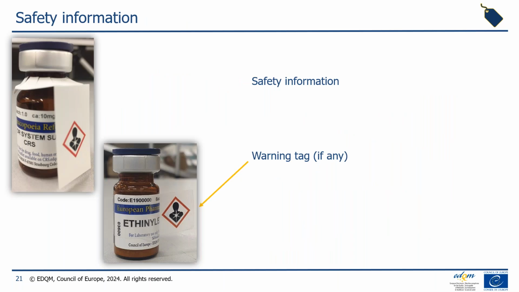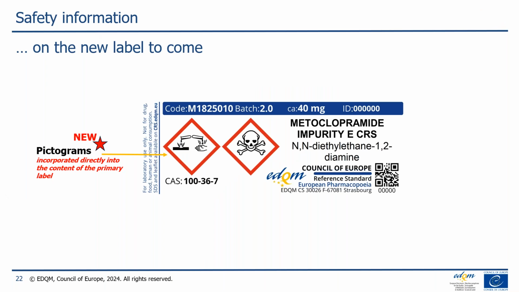The safety information, including the pictograms, is provided both on the primary label as a tag in the current label and on the package, the external package. We are currently transitioning on the primary label to a smaller integrated pictogram, which is directly to be integrated in the new label to come. So when there is a safety risk for our given reference standards, the tag in the new label will disappear and the pictograms will directly be integrated within the label.